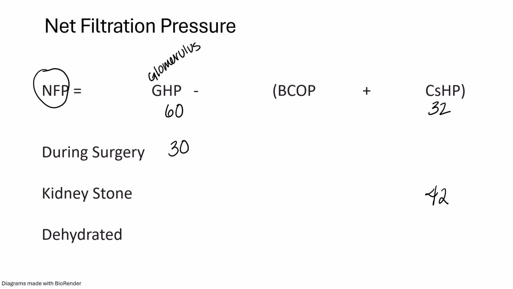The last force that determines filtration is the glomerular colloid osmotic pressure. And this is basically the blood colloid osmotic pressure. Recall that colloid osmotic pressure is like the attractiveness that solutes have for water. BCOP, blood colloid osmotic pressure, specifically refers to the attractiveness of the solutes in your blood, or the ability of those solutes to keep the fluids in your whole blood and prevent it from filtering out into the capsular space.